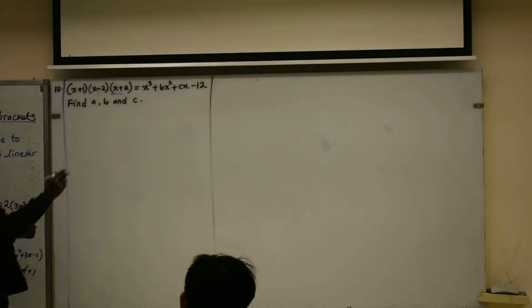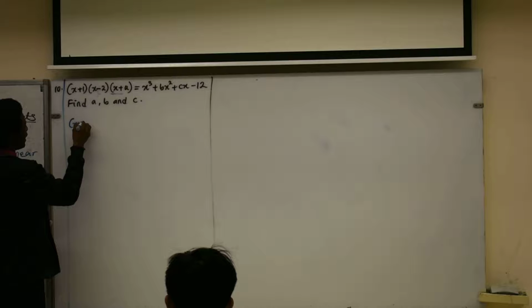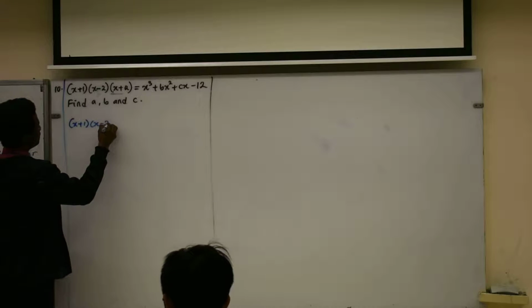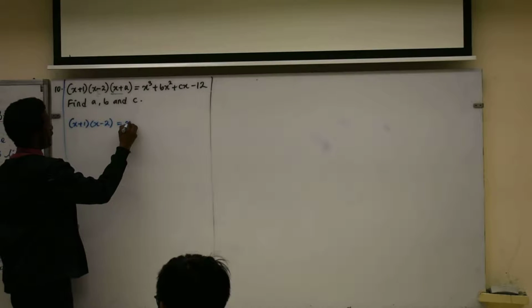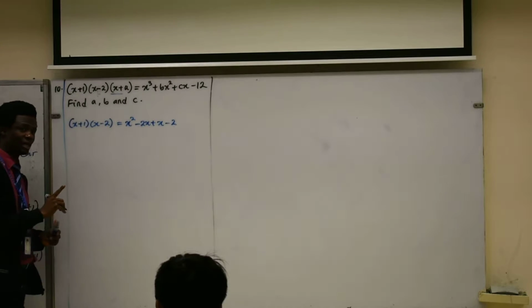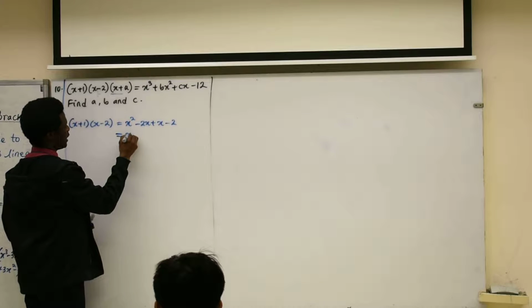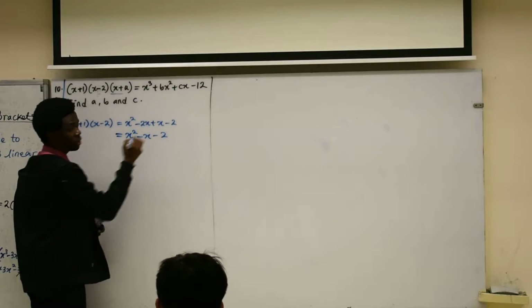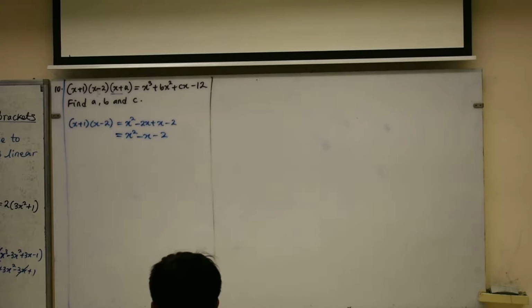Does that make sense? So, I start with the first one, x plus 1, x minus 2. Because this gives x squared minus 2x plus x minus 2. Do we all get that? And this is x squared minus x minus 2. Am I right? Hello? Yes.